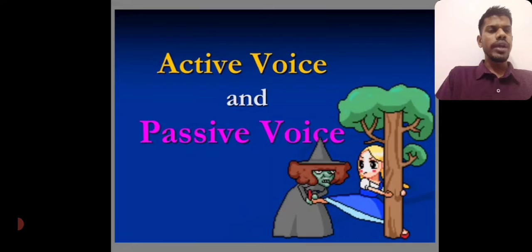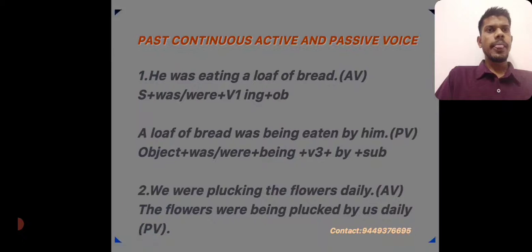In active voice, we are talking about the subject, that is the doer of an action. That means here we are giving more importance to the doer of an action than the action. In the passive voice, we are giving importance to the action than the subject. Last session we discussed in detail simple present, present continuous, present perfect, then simple past. In this session, we are going to see past continuous active and passive voice, then past perfect tense.